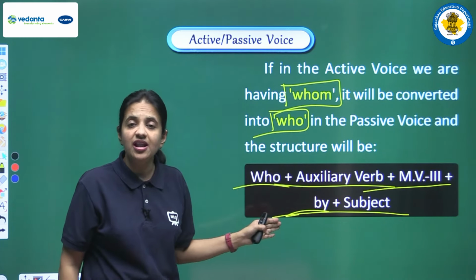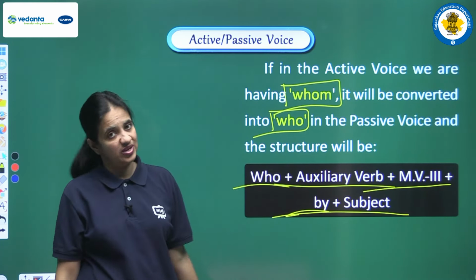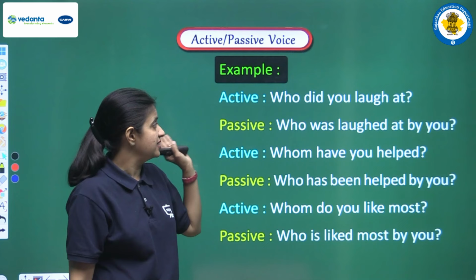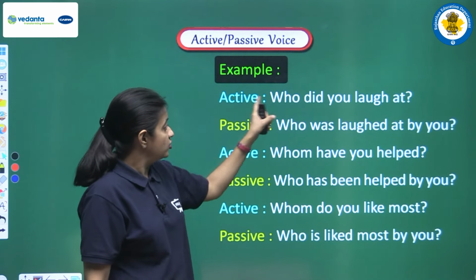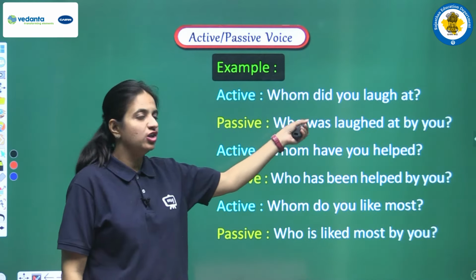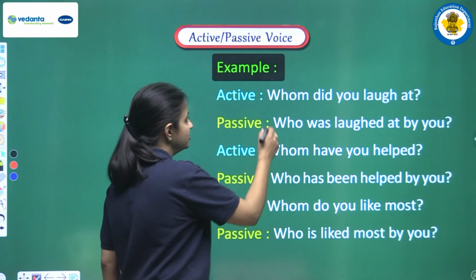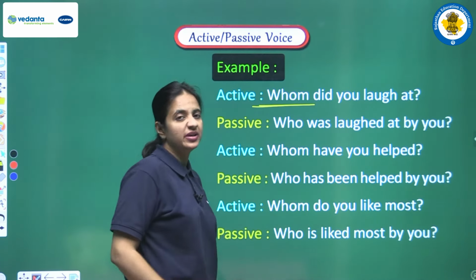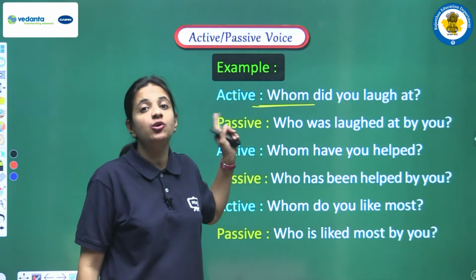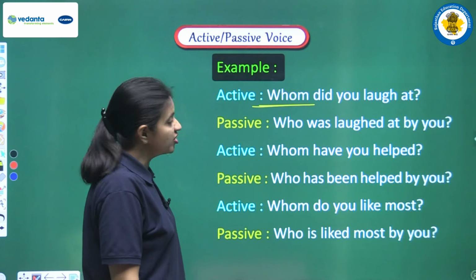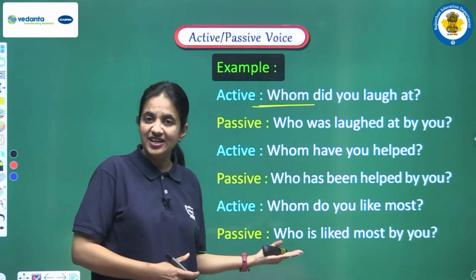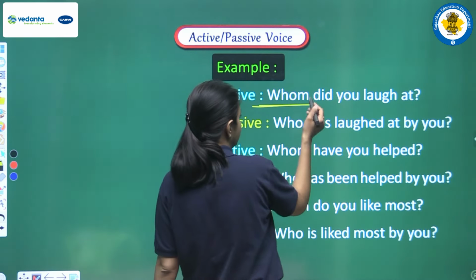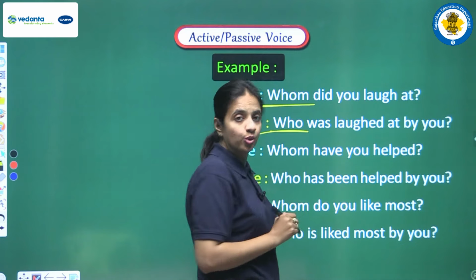So now we will have subject in the sentence. Okay, so let's see some examples to clear this thing. Let's see the first one: whom did you laugh at? In this sentence we have whom at the beginning of the active voice. When we convert this active voice into passive voice, according to the rule and the structure that we have discussed, first of all we will convert this whom into who, right?